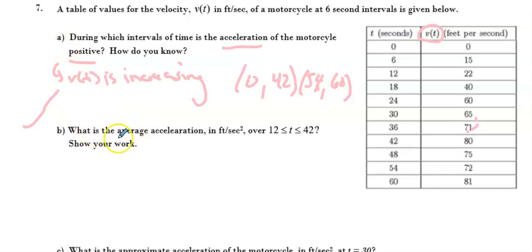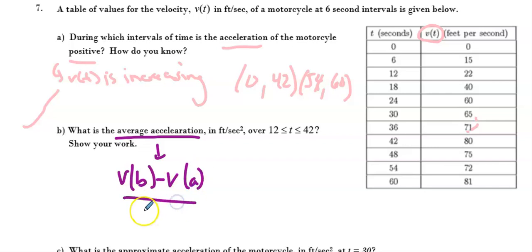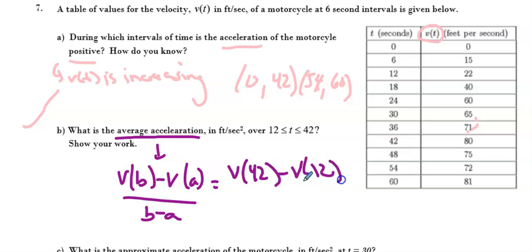Part B, you have not seen this yet. It says, what's the average acceleration? Well, you learned that average velocity is the position function. So the average acceleration is going to be v of b minus v of a over b minus a, because again, the slope of velocity gives you the acceleration. So if I look at this, I want v of 42 minus v of 12 all over 42 minus 12.